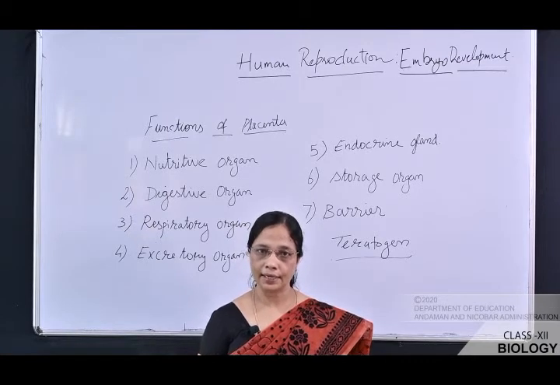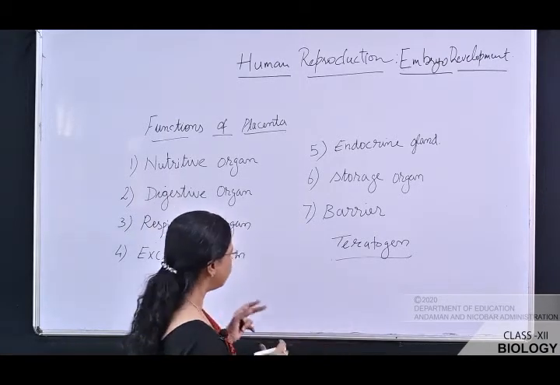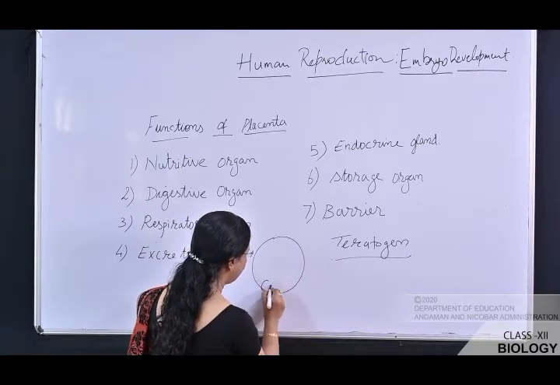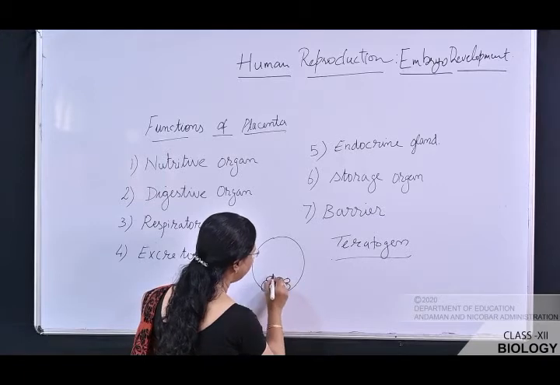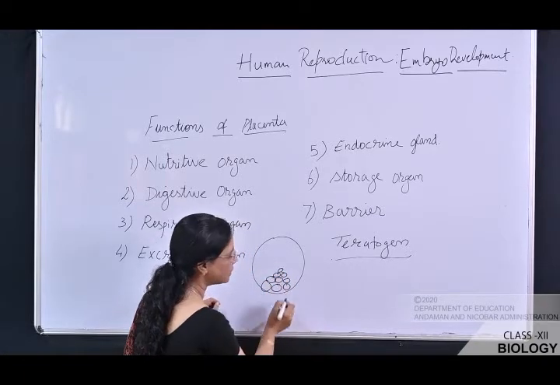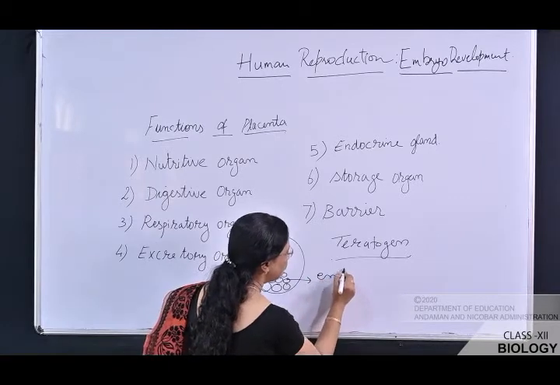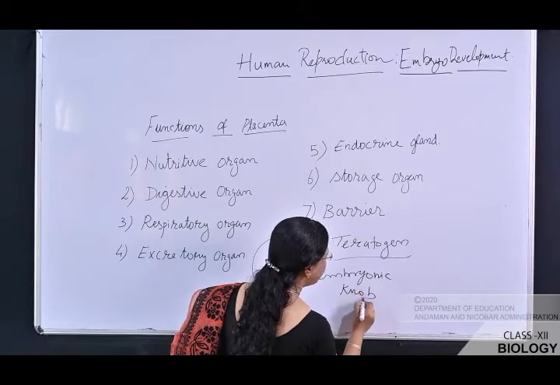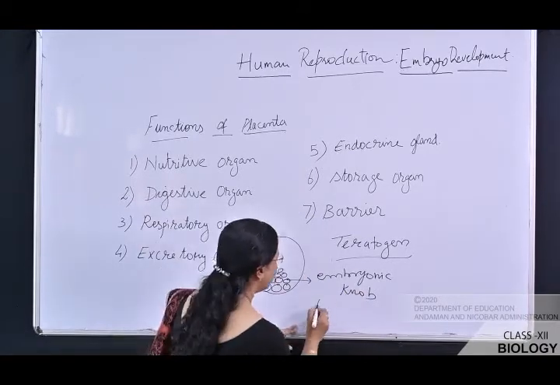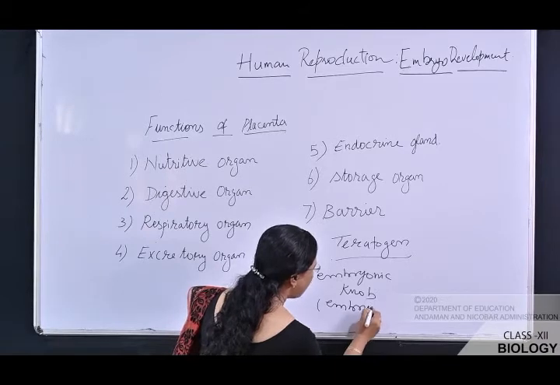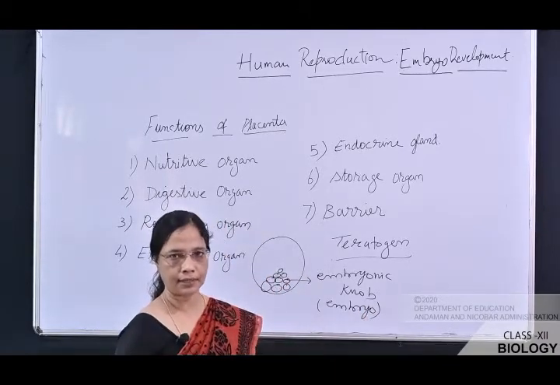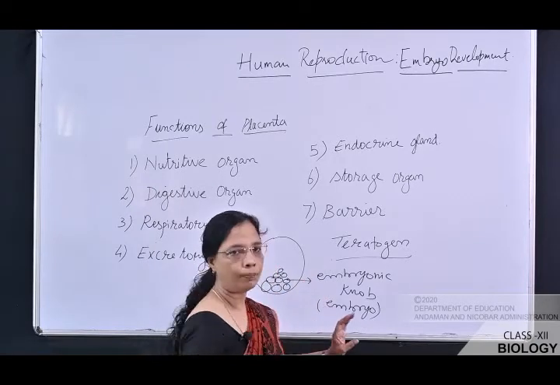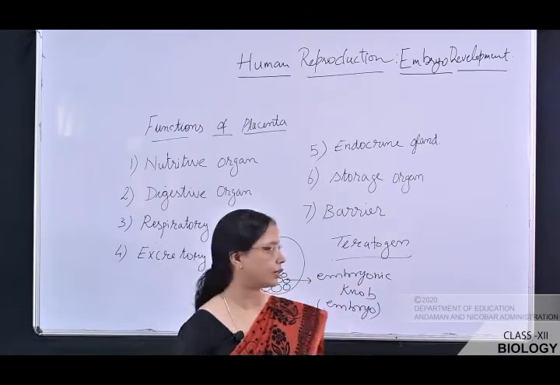Next, we'll study how the inner cell mass develops. What is the inner cell mass? We have studied that this is the blastocyst. The blastocyst has an inner cell mass. This inner cell mass develops into the embryo. This is the embryonic knob. This embryonic knob develops into the embryo. So how does the development take place? Now we'll study. This embryonic knob develops into 3 layers. What are the 3 layers?